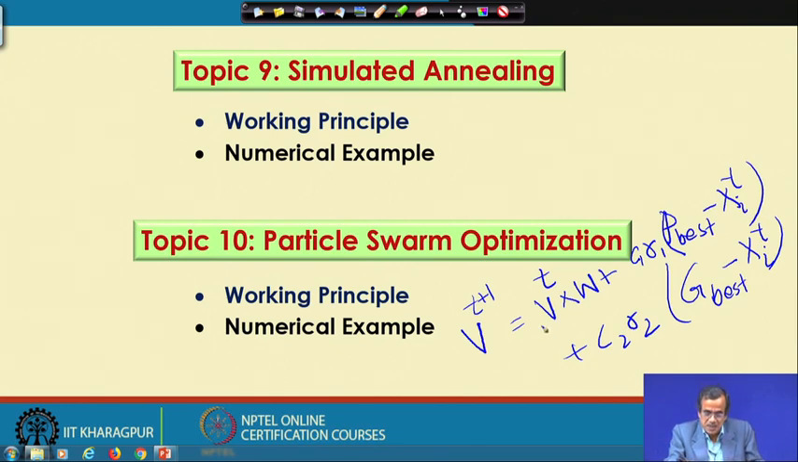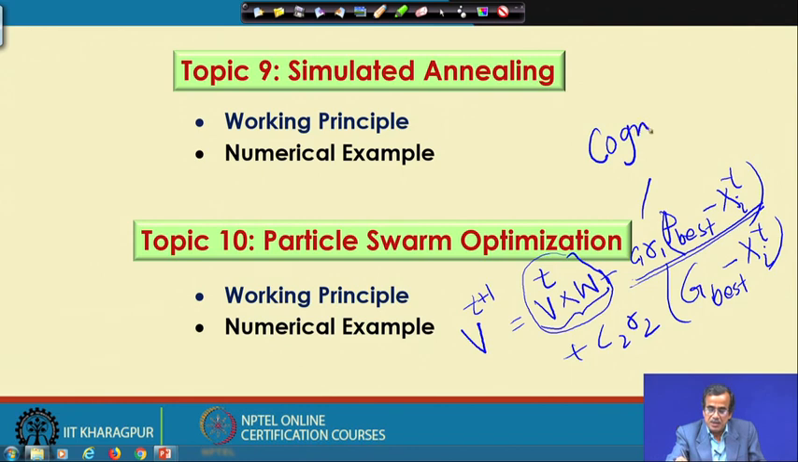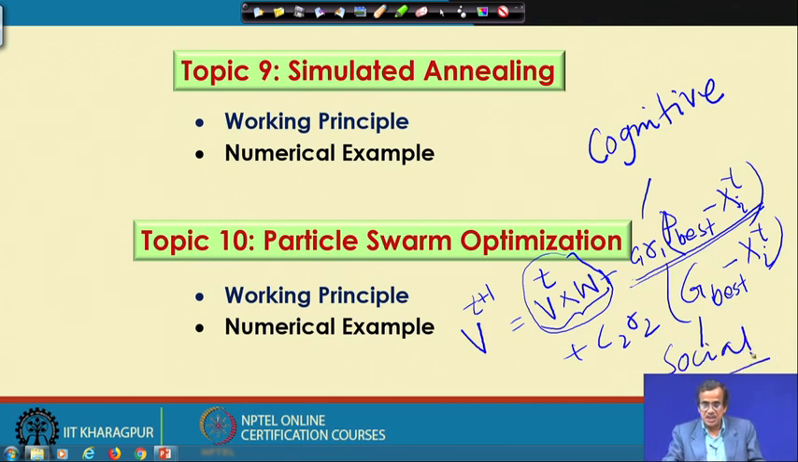Now, the first term is going to give initial momentum to the particle, and the term C1 R1 p best minus x i t is going to give the cognitive component. This is called the cognitive component, and the last term is going to give the social component. So, using these three things, the initial momentum, the cognitive component and the social component, the particle is going to update its velocity.